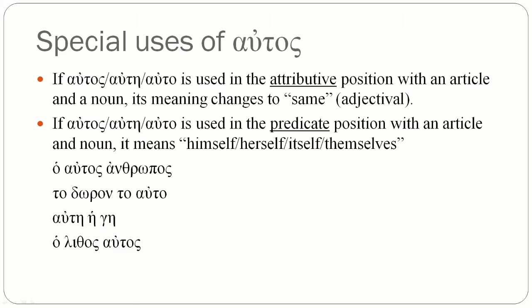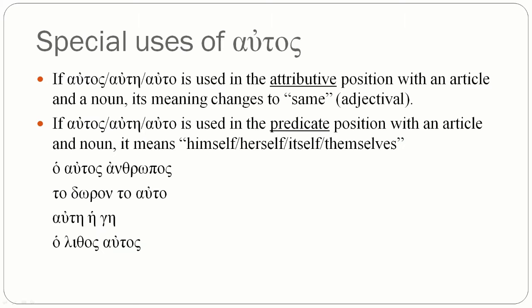Look at the second example there. Ta doron ta auta. Once again, these are all neuter forms. They are neuter, singular, nominative or accusative. And here auta is outside of the initial article-noun grouping, ta doron. But then that second ta pulls it in, and it makes it still attributive. With that duplicated article, it is attributive. And so ta doron means the gift, and the auta there makes it the same gift, because it is attributive.